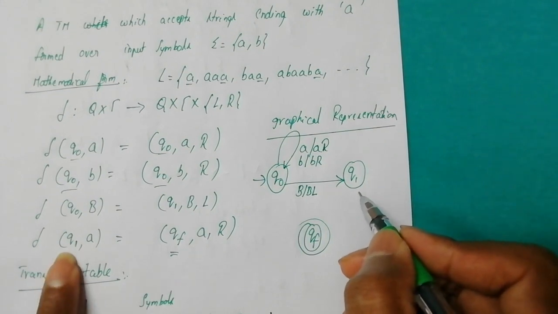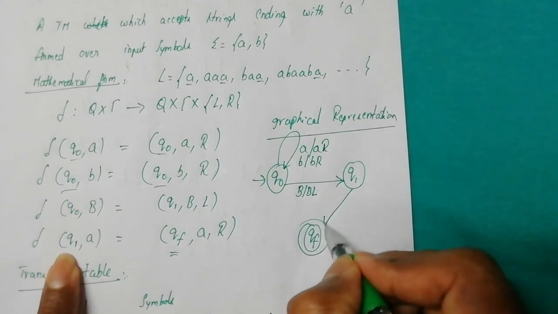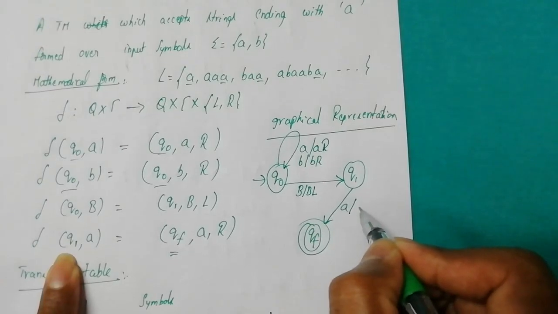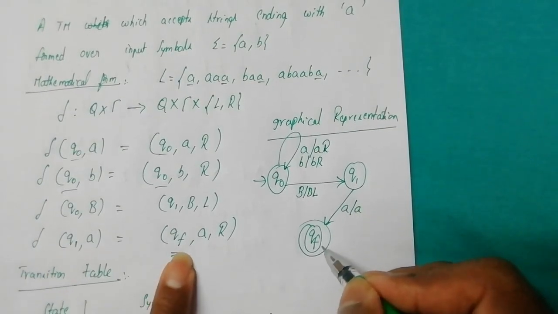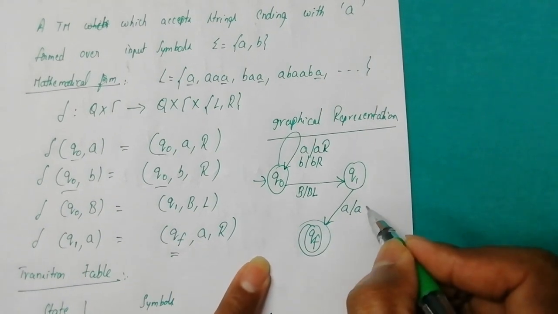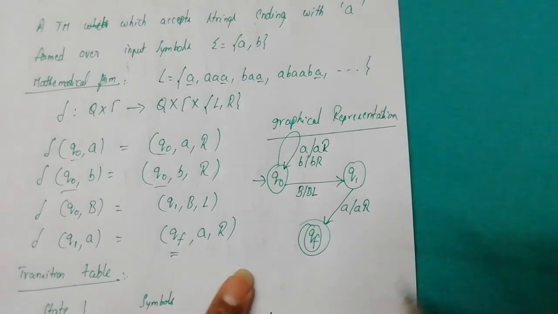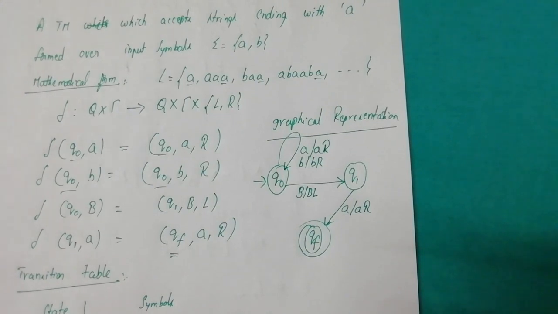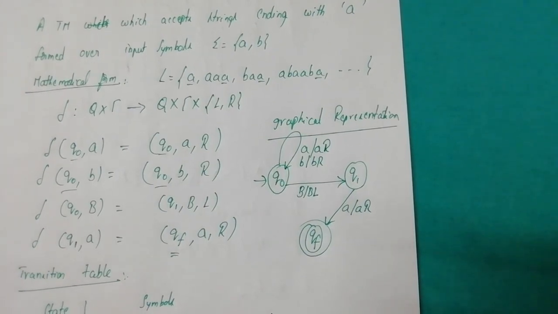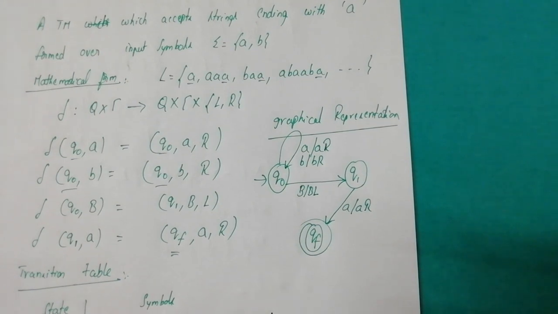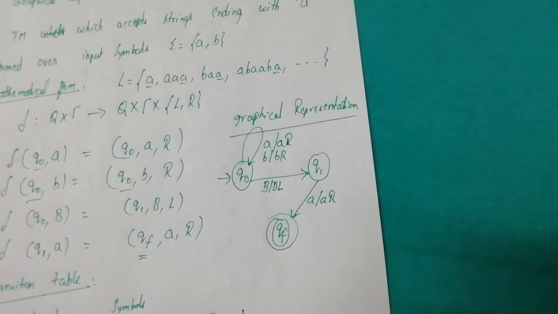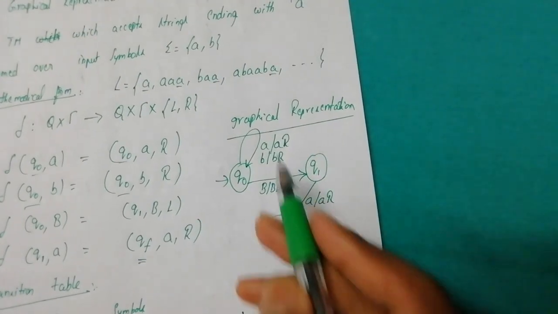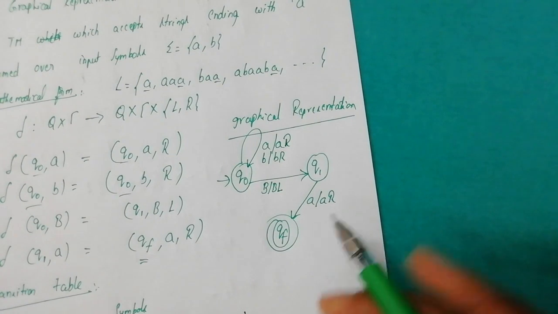Q1 when come across with input symbol A, keeping that symbol as it is, A, and we are moving to the state QF, and finally moving one cell to the right direction. In this way we can represent a Turing machine. Any one is a valid representation. We can either use mathematical form or a transition table or a transition diagram, graphical representation. This is also known as transition diagram.